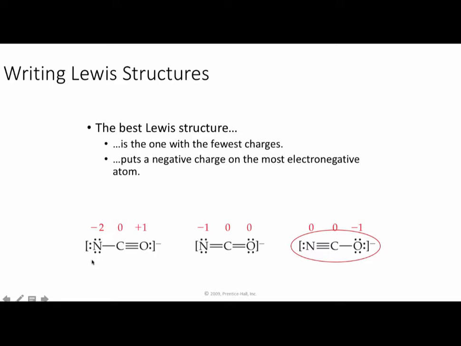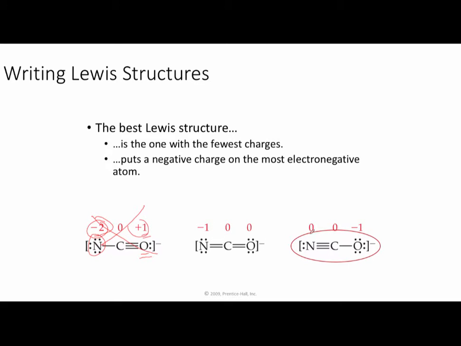So if we were evaluating these Lewis structures based on formal charges, this -2 is on this nitrogen. Oxygen is more electronegative and it has a +1. But even before we get that, this has a -2 and a +1. This has a -1 and 2 zeros. This one's out because it has too many charges.